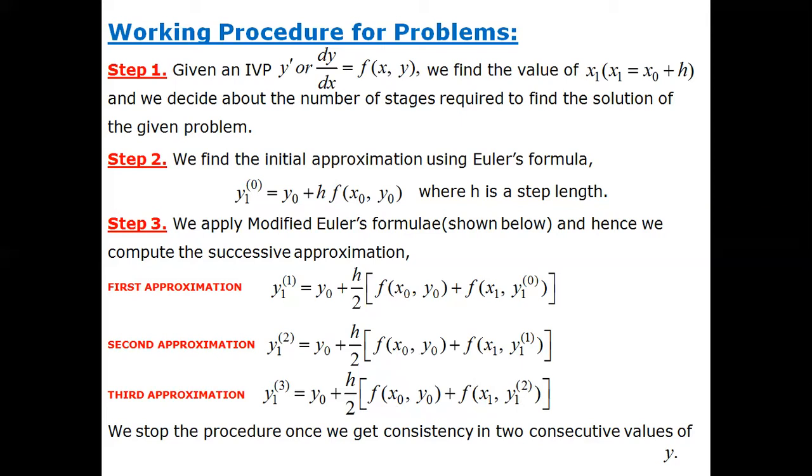Like this, you can find any number of approximations you want. Once we get a consistency in two consecutive values, that means the values of y start repeating, we stop this procedure and we conclude the answer. So this is the working procedure to solve a first order first degree ordinary differential equation using the modified Euler's method.